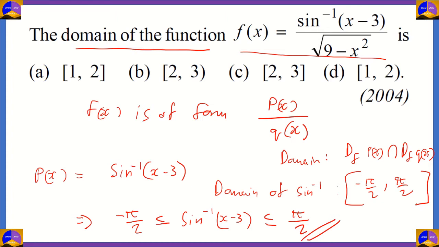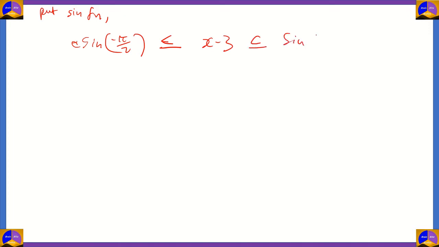So how do we get the interval which represents the values of x, which is the domain? What we do is we put the sine function across that relation. So therefore, sine of minus pi by 2 is less than or equal to x minus 3, which is less than or equal to sine of pi by 2. So sine of minus pi by 2 is minus 1, less than or equal to x minus 3, less than or equal to sine of pi by 2, which is 1.